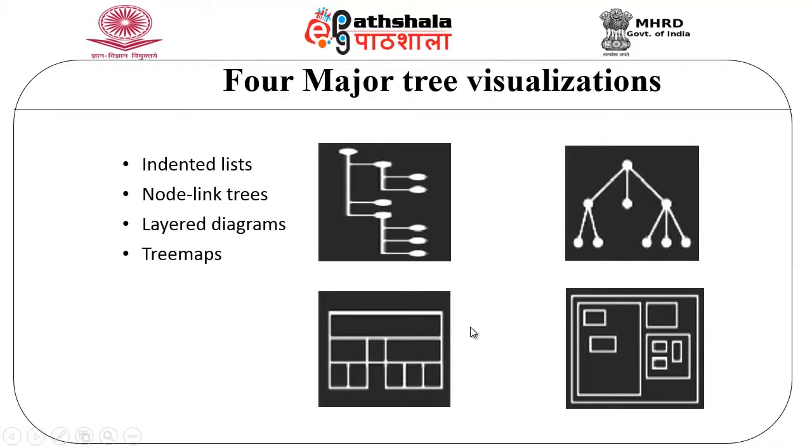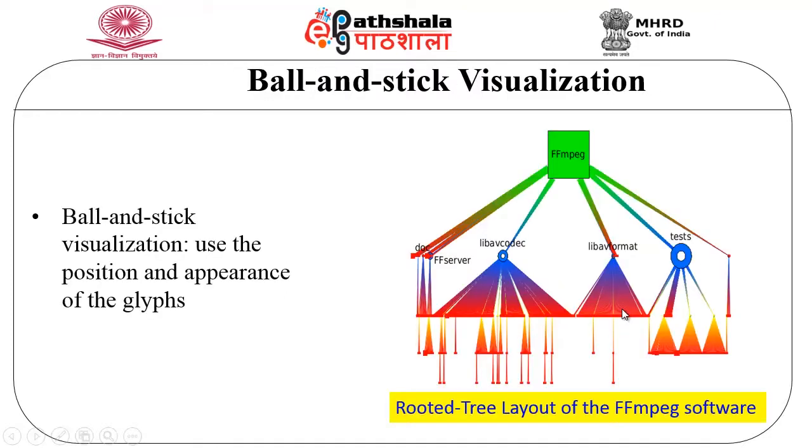There are 4 major tree visualization techniques. If we want to summarize, we have the indented list, node link diagrams, layered diagrams, and tree maps. This is an indented list, this is a node link diagram, this one is a layered diagram, and the other one is a tree map diagram.